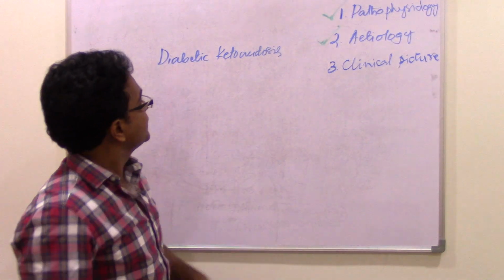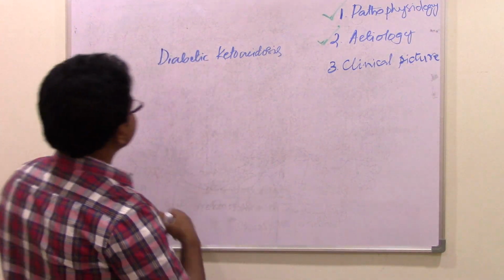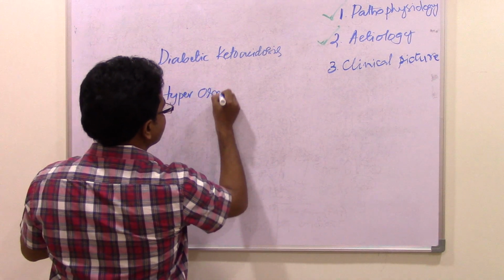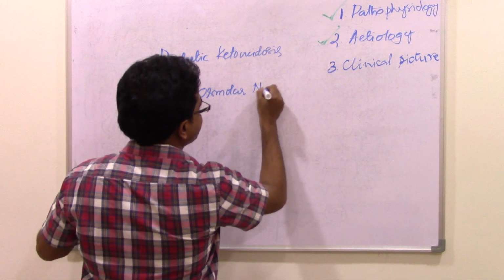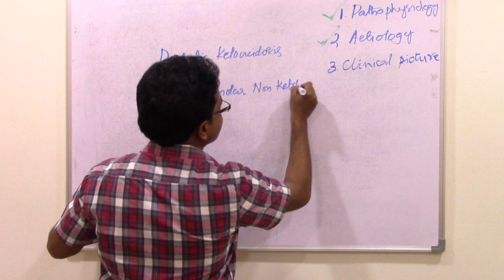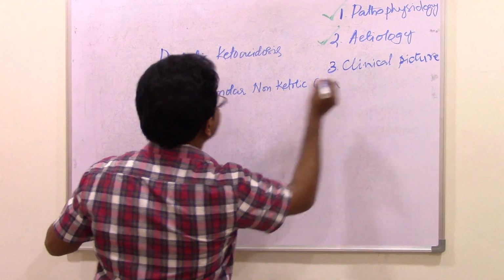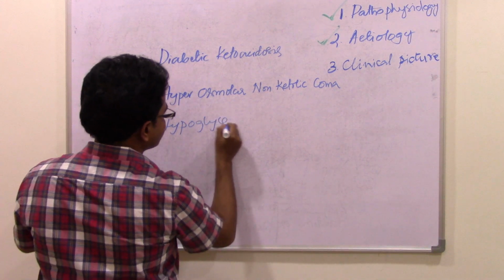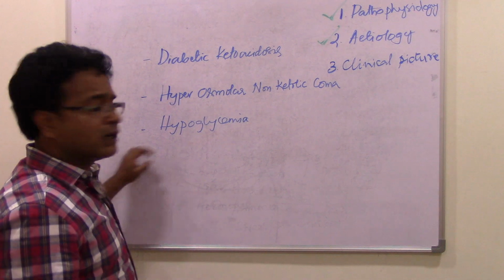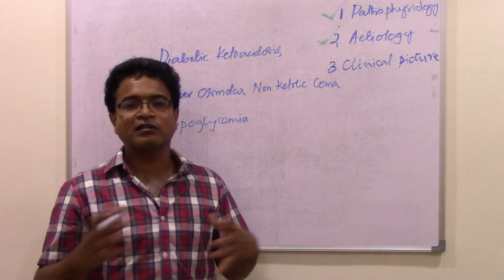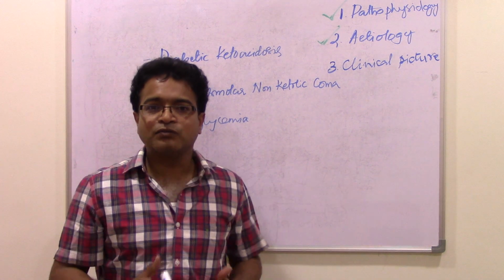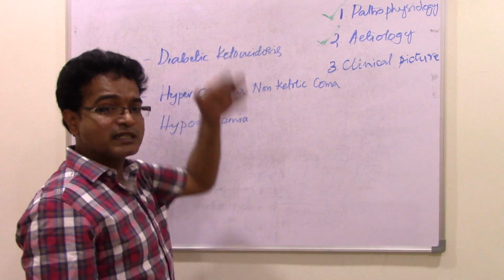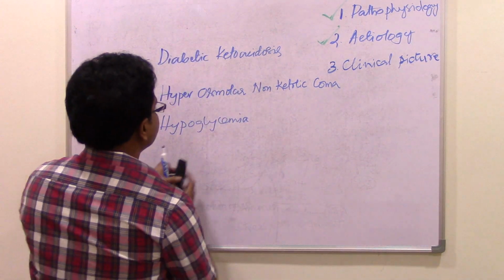There is another kind of complication of diabetes, hyperosmolar non-ketotic coma. This is another kind of complication, and hypoglycemia is another common complication of diabetes, because if the dose and the diet are not matched, or the insulin dose is high, or the food intake is less, people end up having, because of more insulin, hypoglycemia. Diabetic ketoacidosis, we need to understand the concept here.